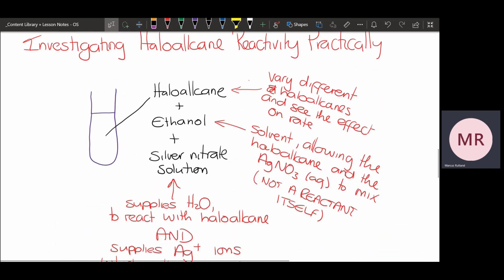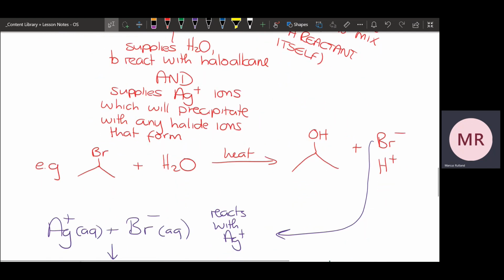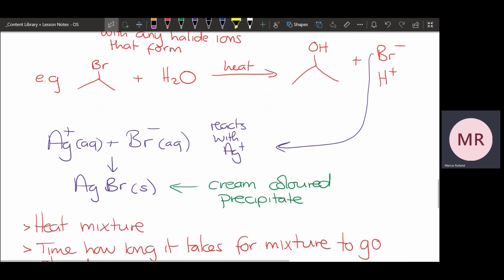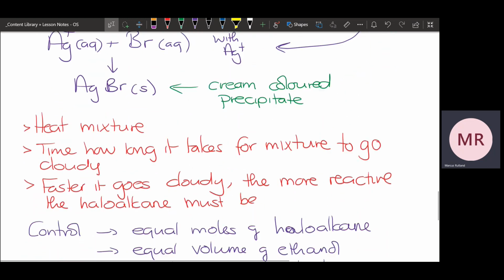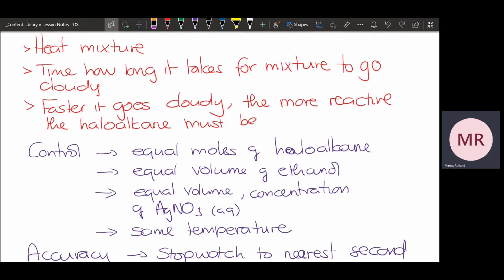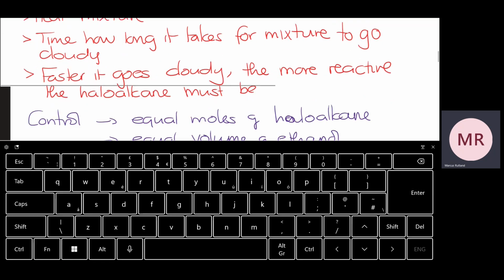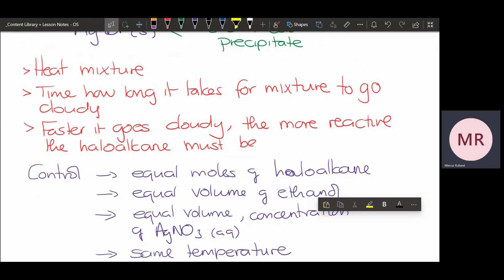I say heating it up. The best thing to do is to have everything already up at the right temperature in a water bath before you mix them, so that they start at the right temperature and stay at that temperature throughout. And the reason this works is that you have the substitution reaction of the haloalkane with water knocking off the bromide ion, and as soon as the bromide ion forms, it can precipitate with the silver ion to make silver bromide, and that turns the mixture cloudy. So we're timing how long it takes to go cloudy in order to determine how fast the reaction is going. The faster the reaction, the more reactive the haloalkane.